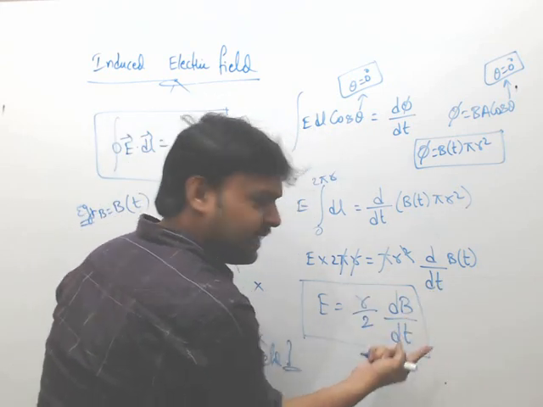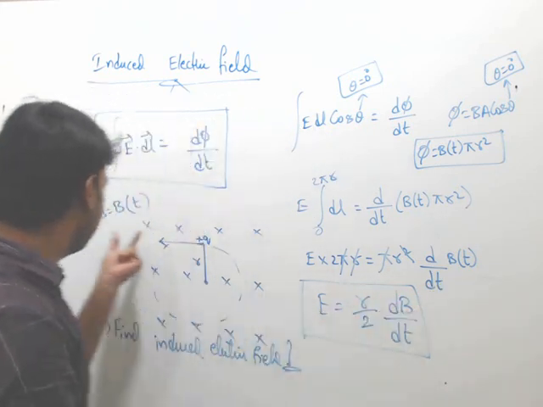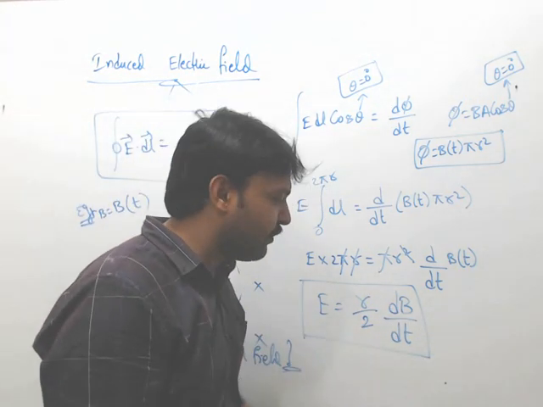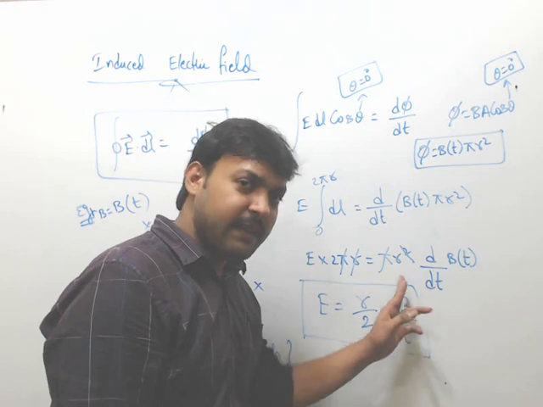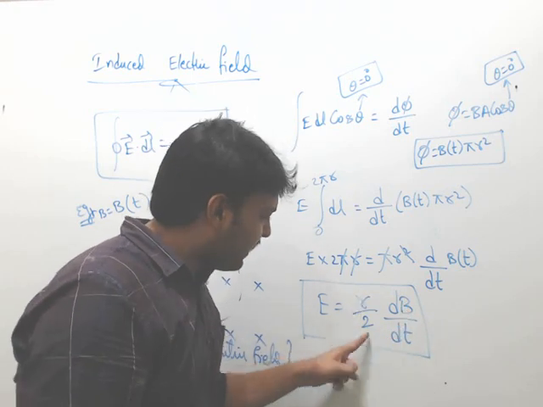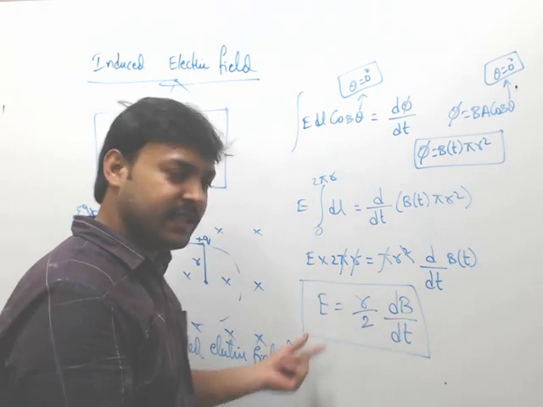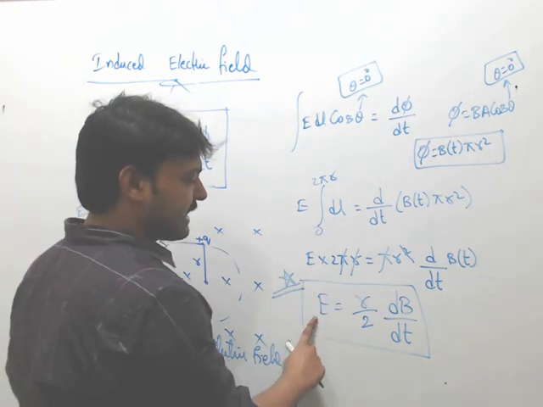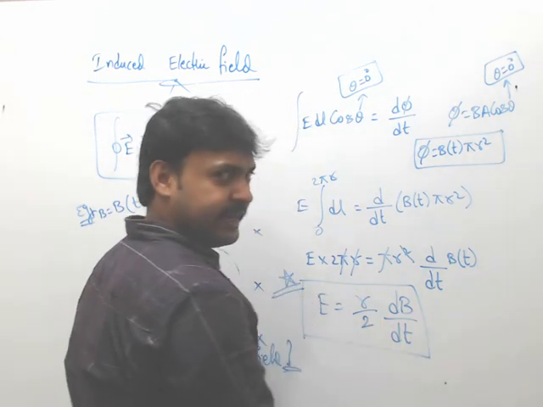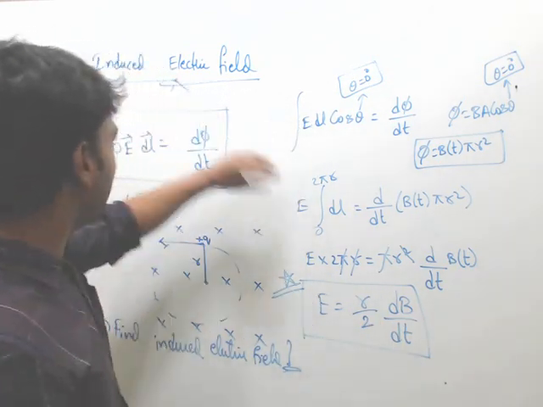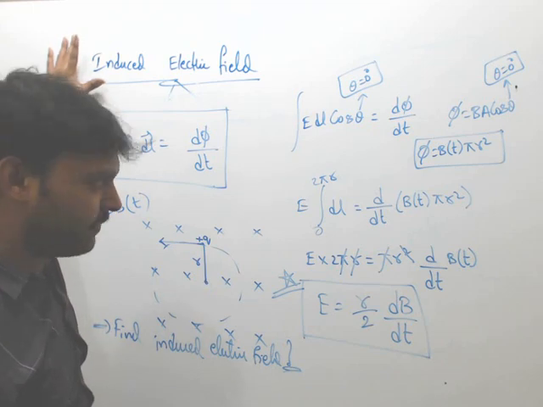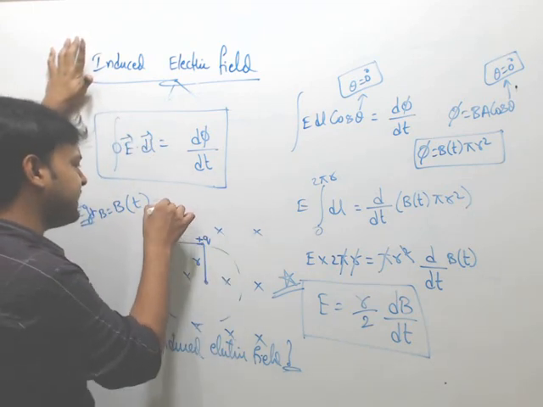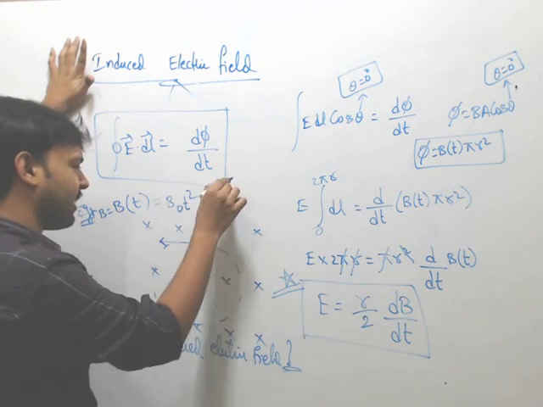B of t, you can write, no problem. Directly we can write B, where B equals B of t. So we have to differentiate the magnetic field which is changing, into R by 2. We call it the induced electric field. So induced electric field equals R by 2 into dB by dt. This is the complete concept of induced electric field. So now whatever the question might be, we can do it or not. So for example, B I gave as B naught t square.